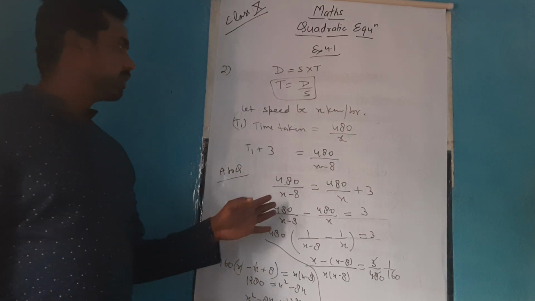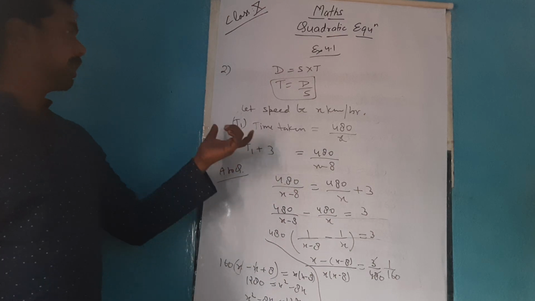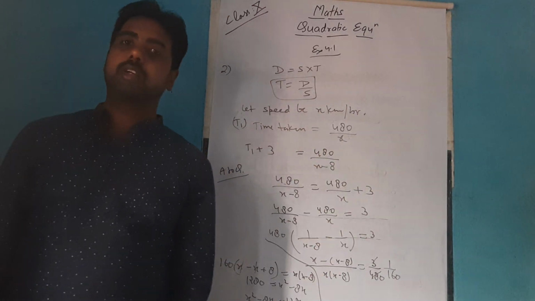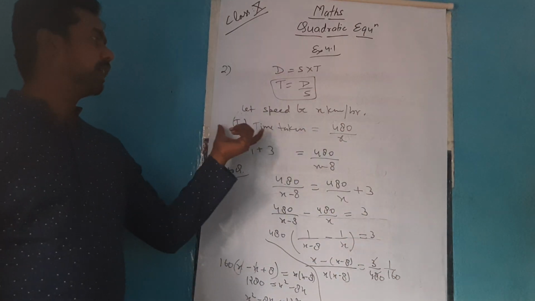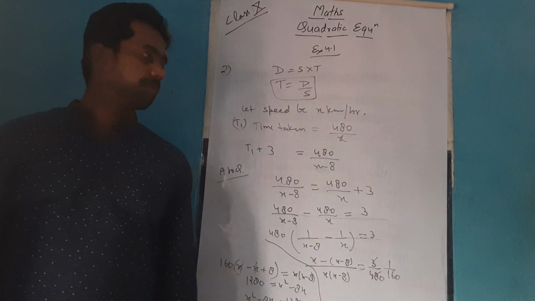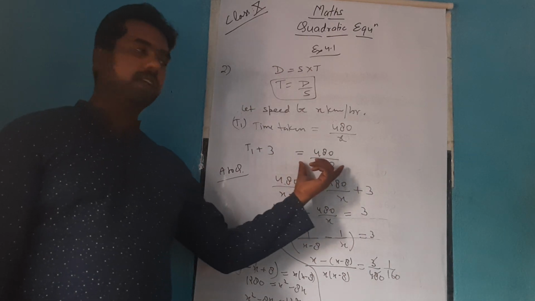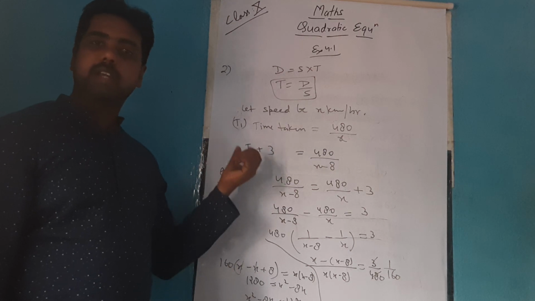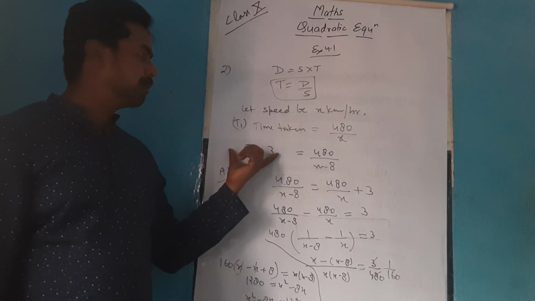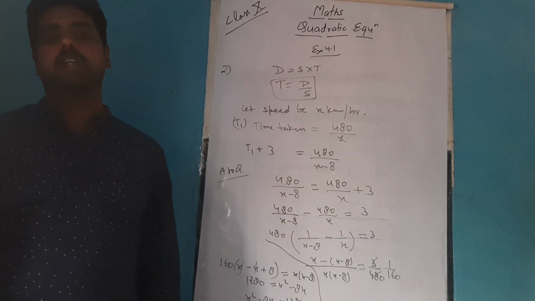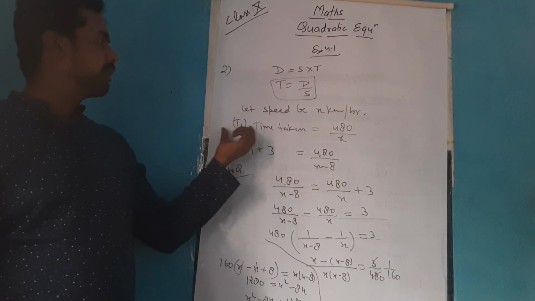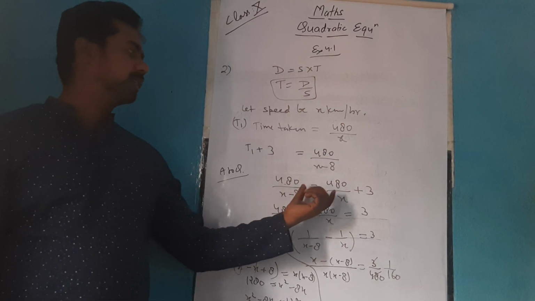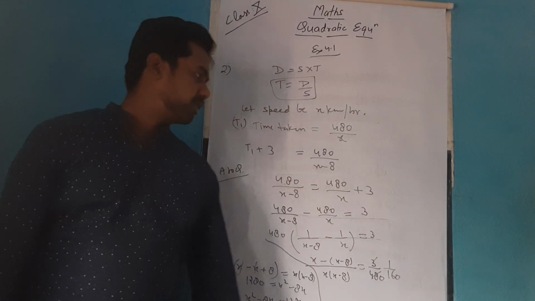I am solving the equation once again. I am repeating my process once again. Earlier time taken t1 is 480 by x, as 480 is the certain distance and x is the speed, so time taken will be 480 by x. Now when he is decreasing the speed, he will take 3 hours more than the previous time. Previous time is t1, 3 hours more, that becomes t1 plus 3 equals 480 by x minus 8. So replacing t1 by 480 by x, the equation is 480 by x minus 8 equals 480 by x plus 3.